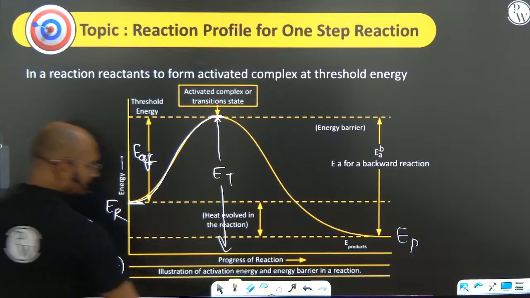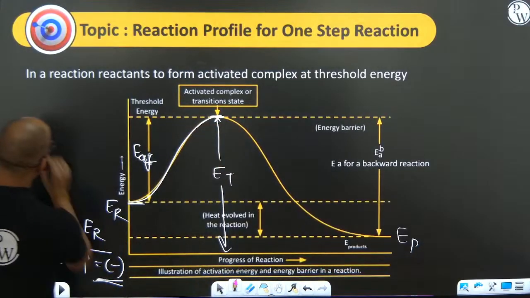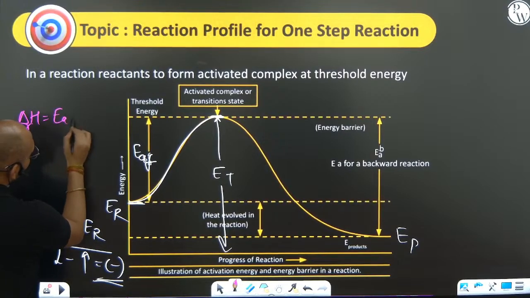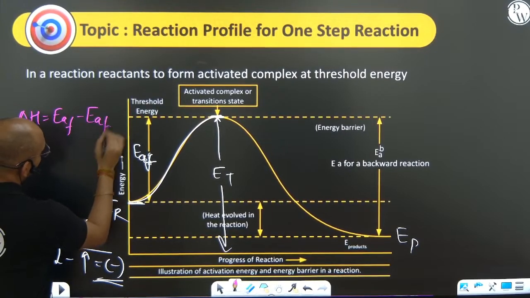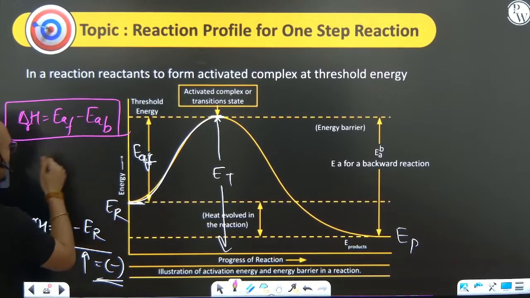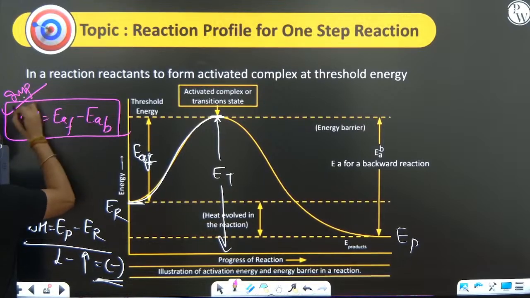One thing very important you have to understand. Please remember this formula: delta H, the heat of reaction, equals EA forward minus EA backward. Either it is an exothermic reaction or an endothermic reaction, this is always a very important formula.